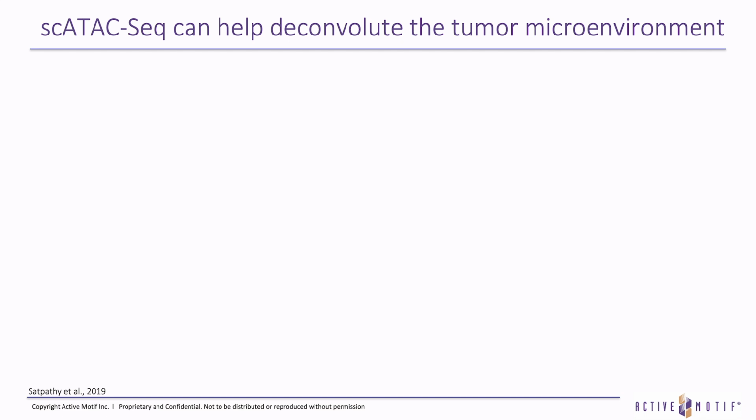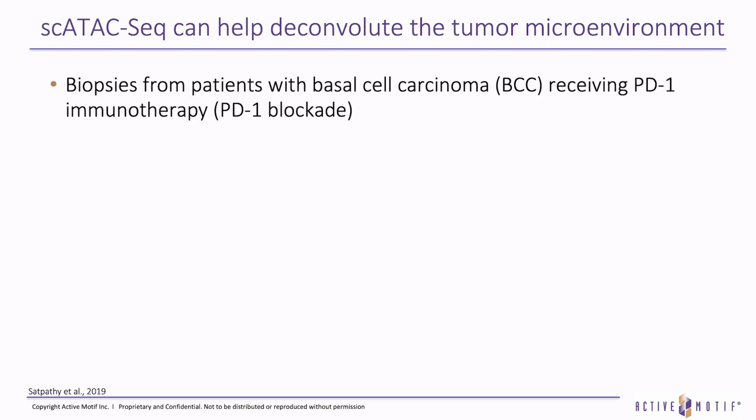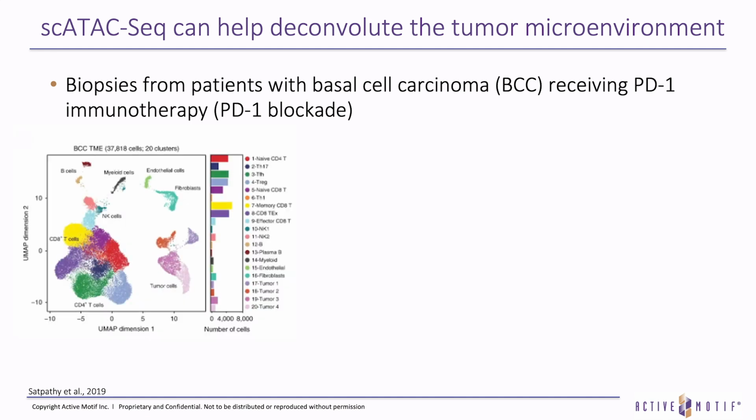Single-cell ATAC-Seq can also help deconvolute the tumor microenvironment. In this example, biopsies from patients with basal cell carcinoma receiving PD-1 immunotherapy were used to try to understand what the different cell types were that comprised the tumor microenvironment. Single-cell deconvolution of the tumor microenvironment revealed distinct types of immune cells, stromal cells, and malignant cells, as depicted here in this UMAP plot.